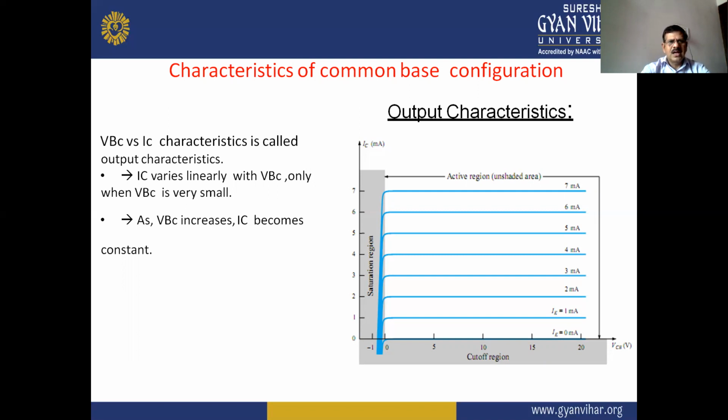So IC, or collector current or output current, varies linearly with output voltage or base to collector voltage. That is the linear variation between current and voltage only when VBC, the base to collector voltage, is very small. In that case, it is seen to be linear. As base to collector voltage increases, IC becomes constant, as shown in this graph.